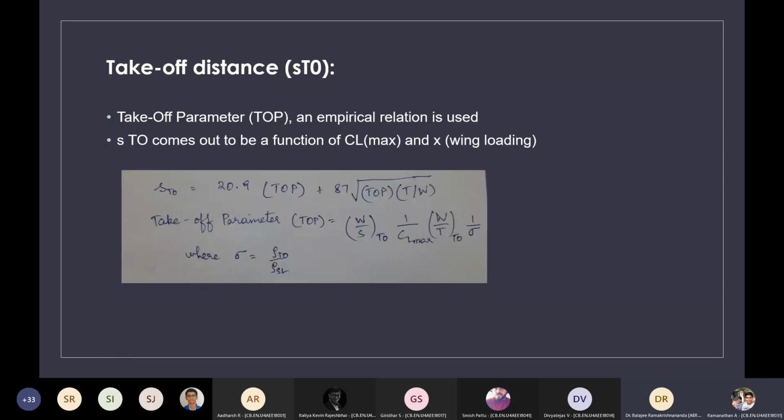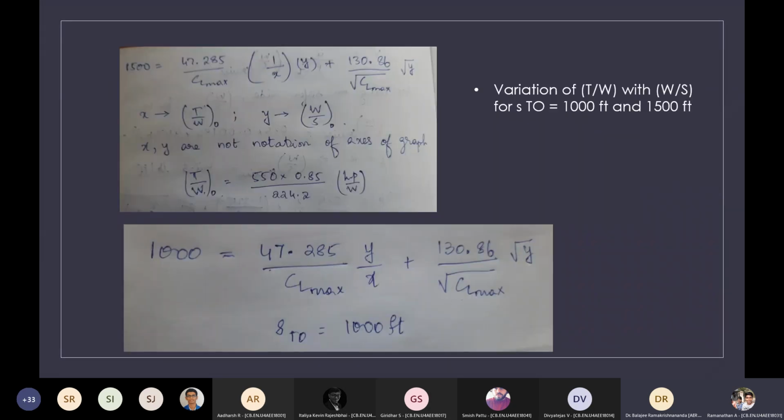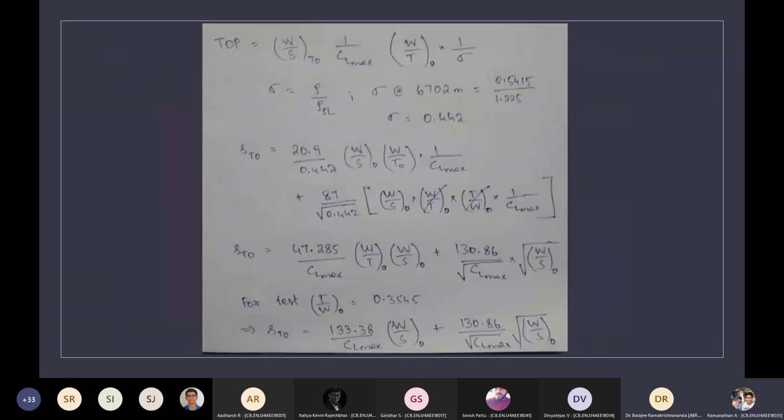So our main problem is with this elevation, and we have taken 6.7 kilometer, and density and sigma will be calculated. I'll be showing it here. Yes, sir. So sigma at that altitude comes out to be 0.442. What is that 224.2 you put in the examination? Sir, that is the sea level density in English units, sir. Slug per feet cube.